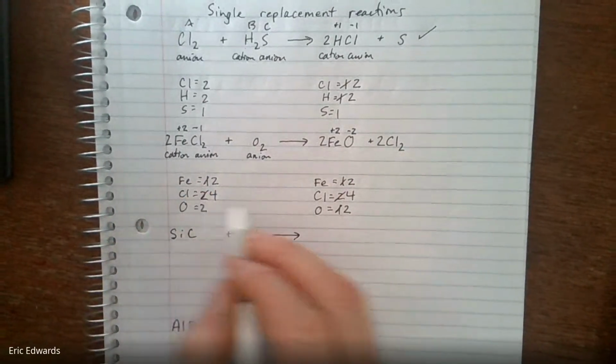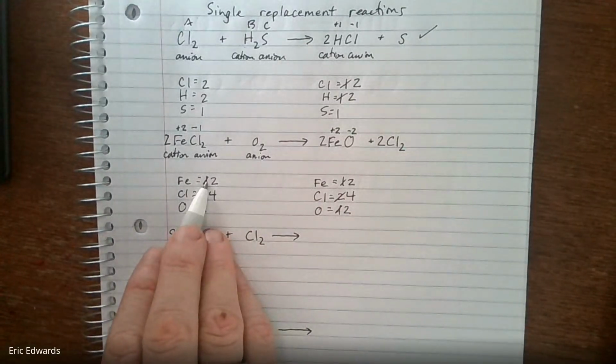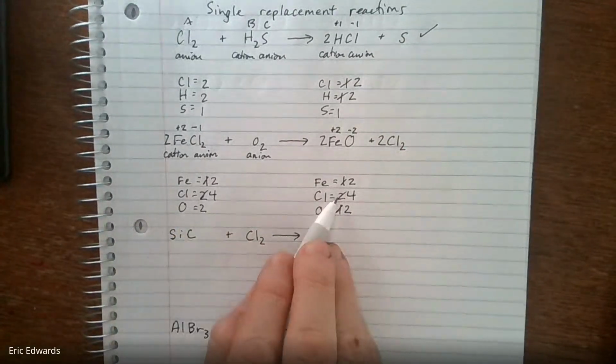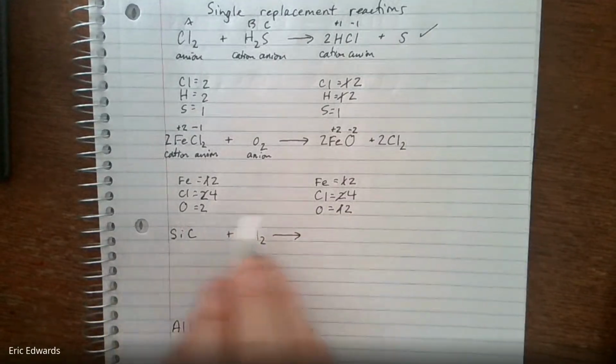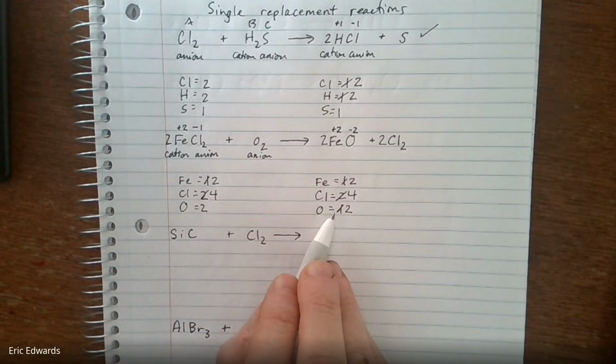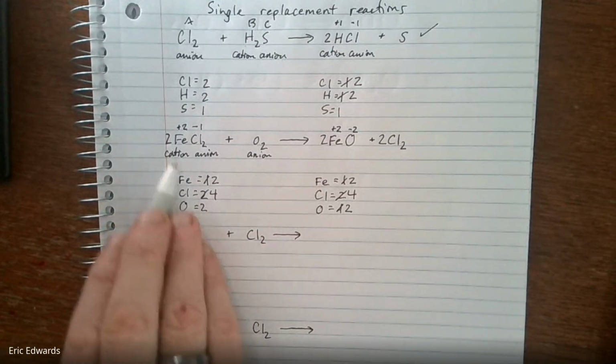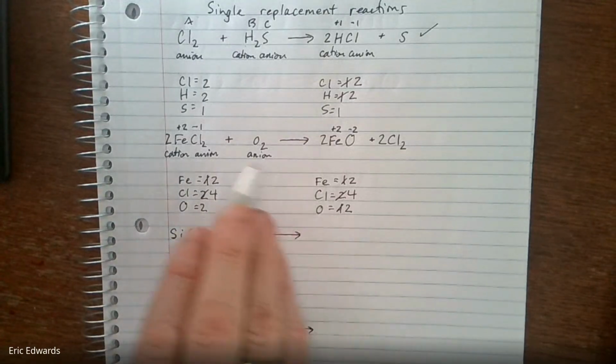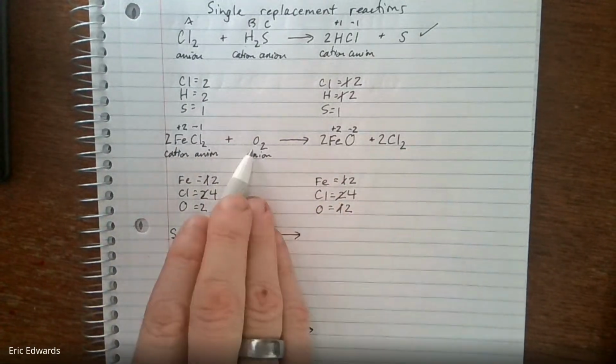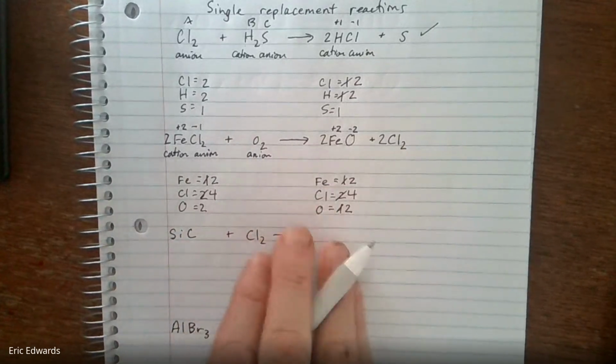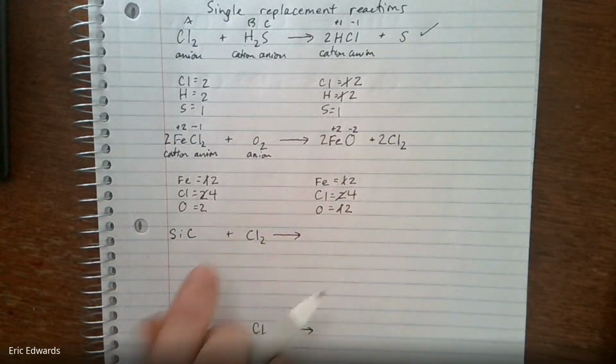Well, over here I've got 4 chlorines, so I've got 2, 4, and 2, and I think that that's right. Let me see, 2 irons, 2 irons, 4 chlorines, 4 chlorines, 2 oxygens, and 2 oxygens. I think that's it. Okay.